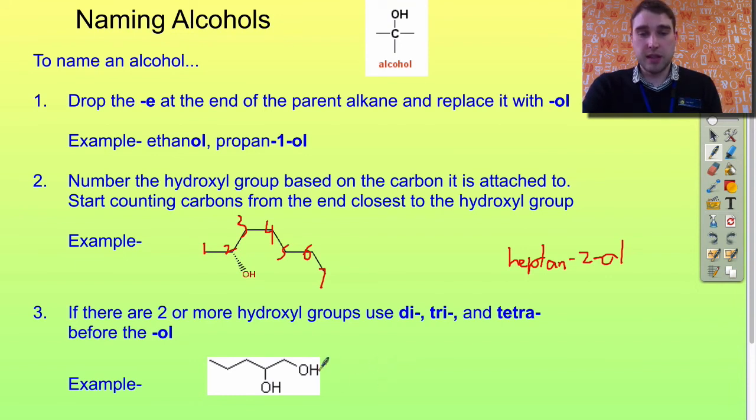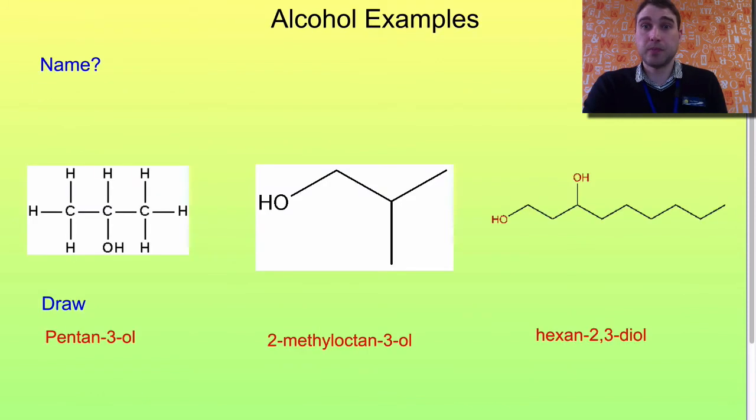If we look at this one down here, we're going to number again from this end, so that'll give us our lowest numbers. 1, 2, 3, 4, 5, 6. So it's hexane. Now we've got a hydroxyl group on carbon 1 and carbon 3. So hexane 1,3. Because there are 2 hydroxyl groups, we call that a diol. So hexane-1,3-diol.